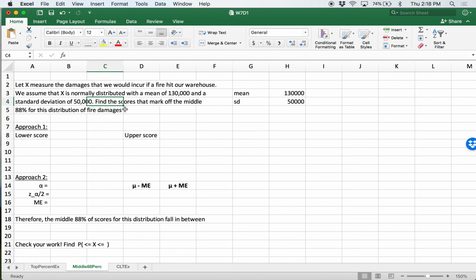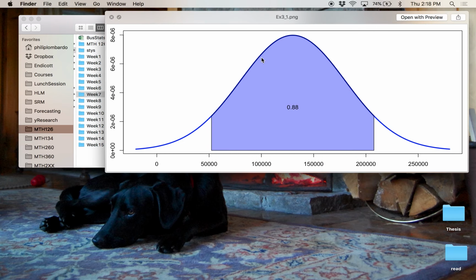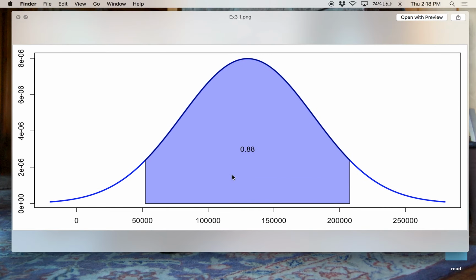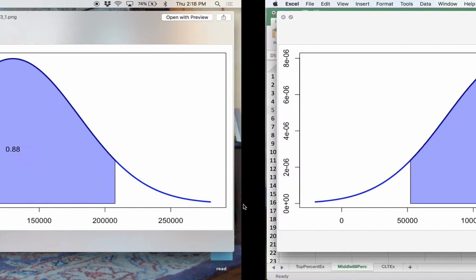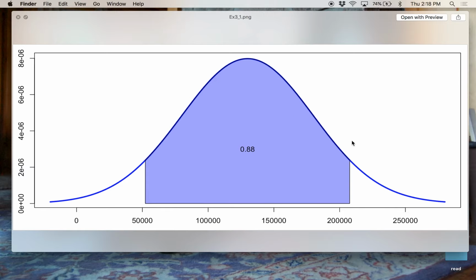Okay, so again, usually what we want to do here is draw a nice picture. So here's the picture that I started to draw. We've got a normal distribution. Here are our scores of damages. We're dealing with 50,000, 100,000, 150,000, etc. You'll notice that the mean here is right around the 130,000 that we specified, and the width is determined by the standard deviation of 50,000. Right? So we have a probability in the middle here of 0.88. So what we want to do is figure out, well, where does this region start on our axis, and where does this region stop?